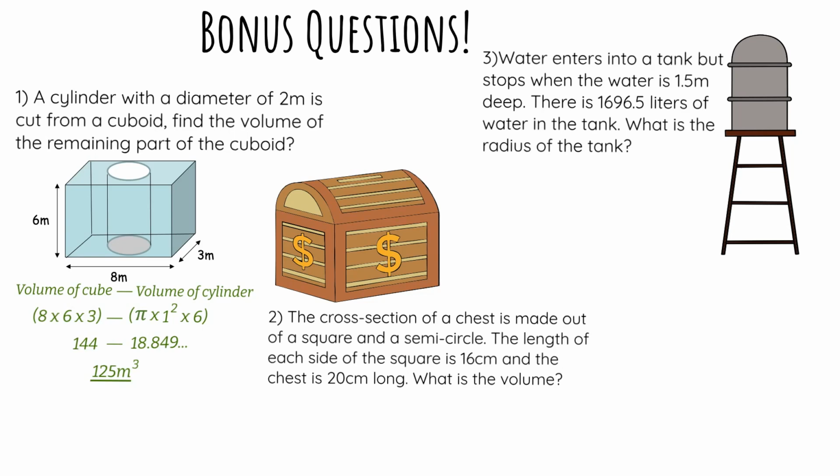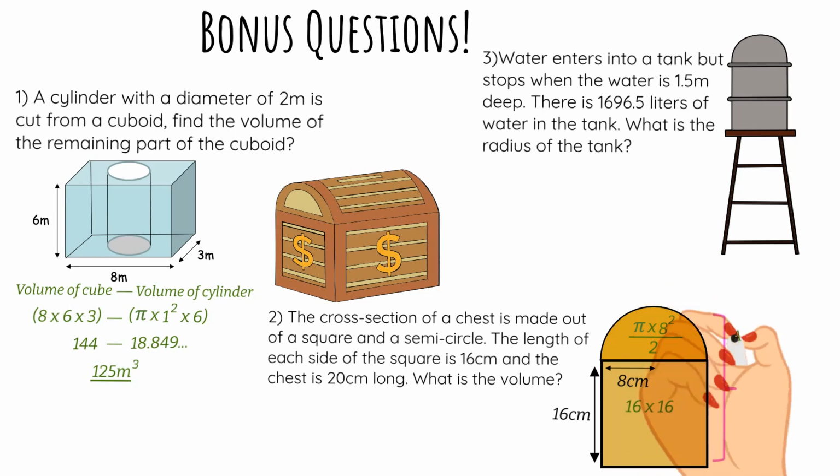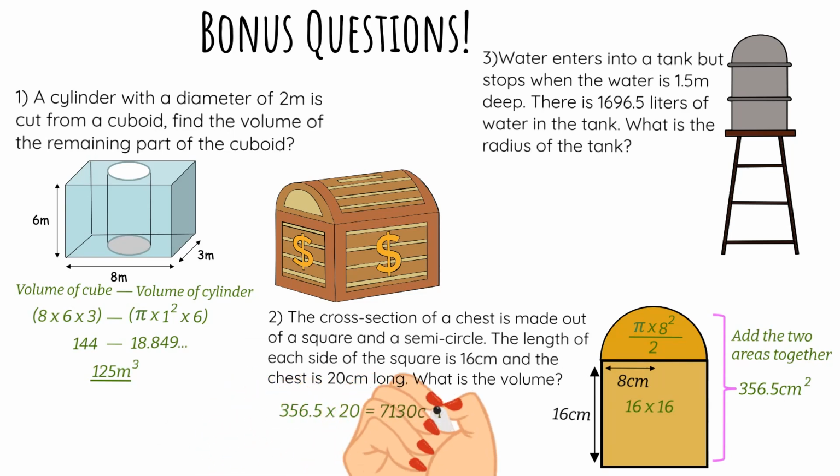So question 2, it helps if we draw out the cross-section. We have a semicircle and a square. We know the sides of the square is 16 and the radius of the semicircle must be half of that, so 8. So now we just find the area of that semicircle, pi r squared divided by 2, and the area of the square. Add them together. And then we want to do that cross-section area times by the length.